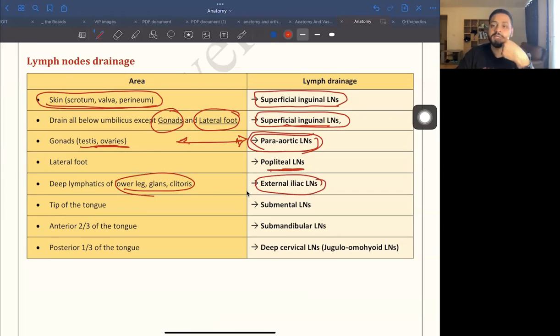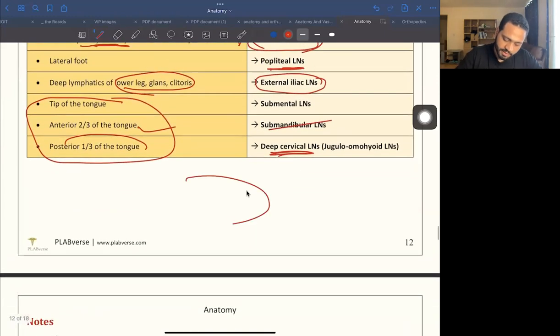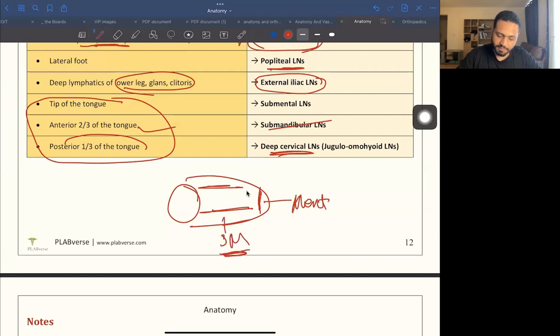And the tip of the tongue goes to the submental lymph nodes, the anterior two thirds of the tongue goes to the submandibular lymph nodes, and the posterior third of the tongue goes to the deep cervical lymph nodes. So all of this is honestly very important. Again, your tongue is divided into the tip, the sides, and the posterior part. The tip goes to the submental lymph nodes. Here, submandibular lymph nodes. Here, deep cervical lymph nodes.